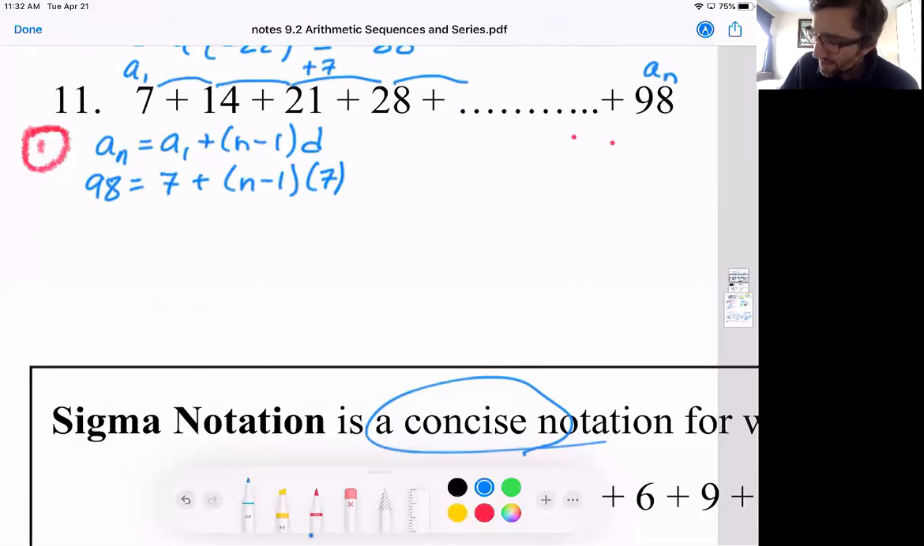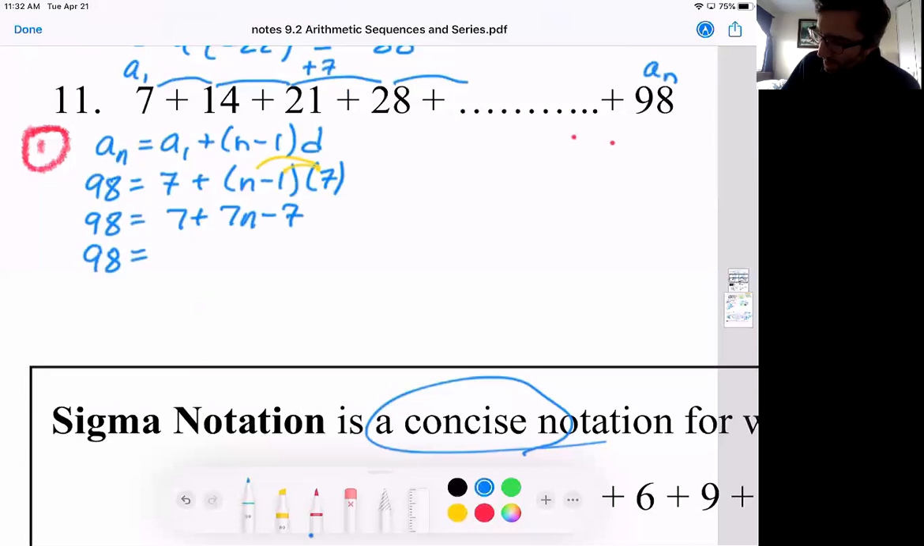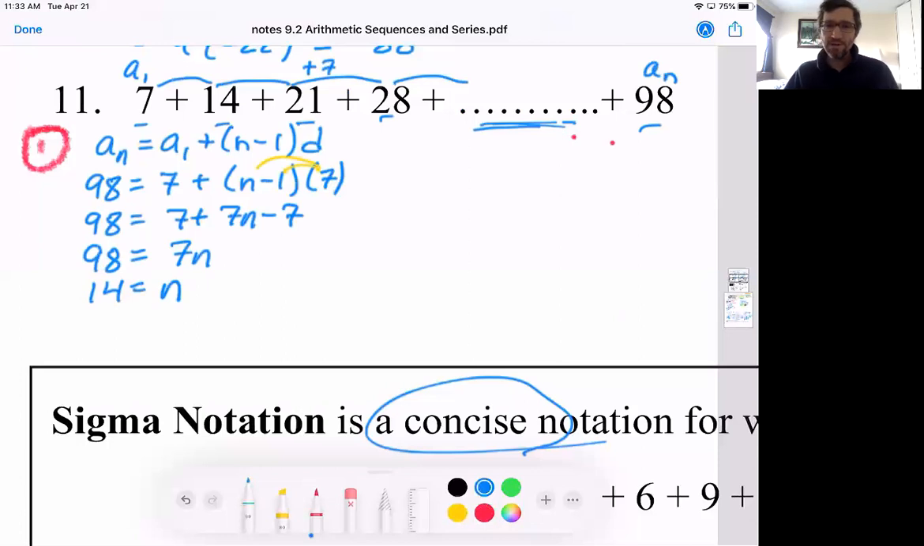And then we solve for n. So we could have 98 equals 7 plus, distribute the 7. This is going to go to both of those. So we have 7n minus 7. 7 minus 7 is 0. So then that's just 98 equals 7n. So 98 divided by 7, I think that's 14. So there are 14 terms. We can see 5 of them listed here. So in here there are what, 9 other terms for a total of 14 terms.